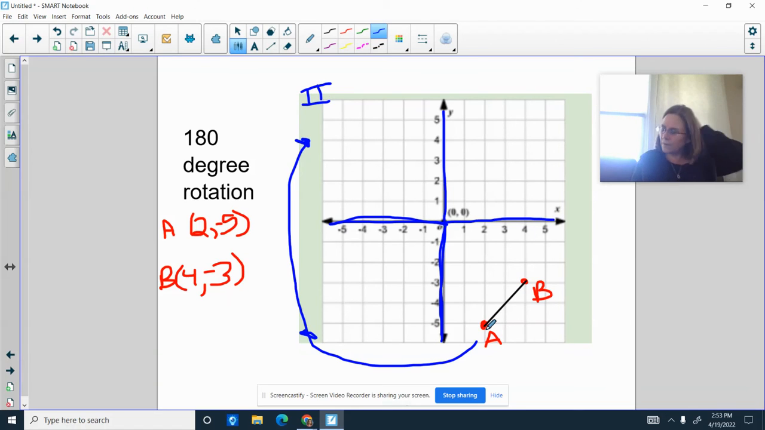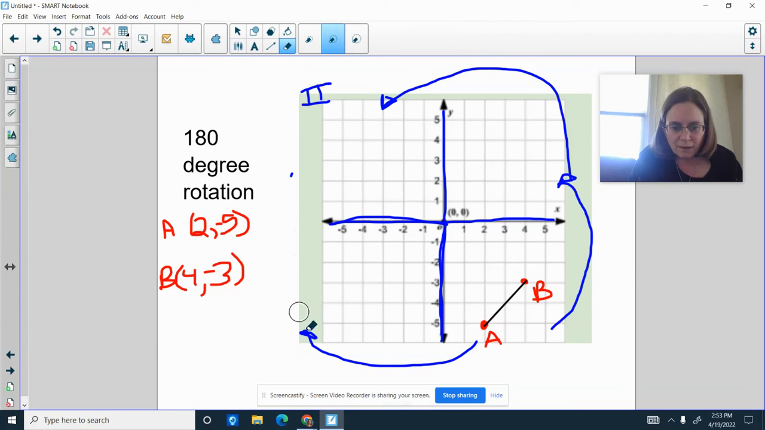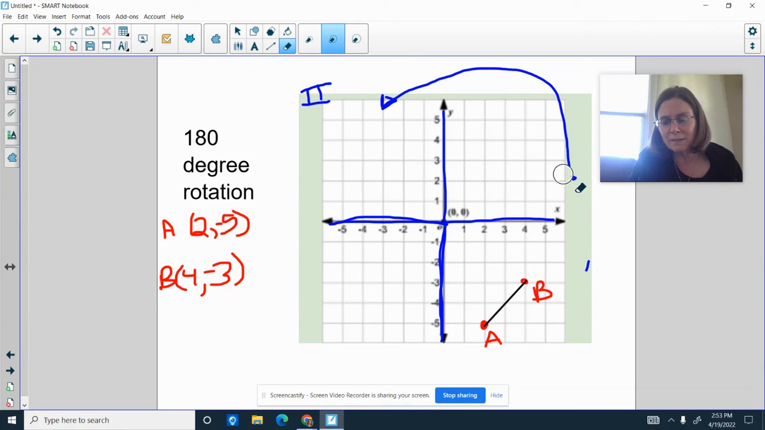Now, if I went counterclockwise, the same thing happens. Counterclockwise is going this direction. So 90 degrees brings me up to the first quadrant. I need to go another 90. So I'm going to end up in the second quadrant, whether I am going 180 clockwise or 180 counterclockwise. And that's why it doesn't tell you to go counterclockwise or clockwise, because they mean the same thing. You get to the same place.